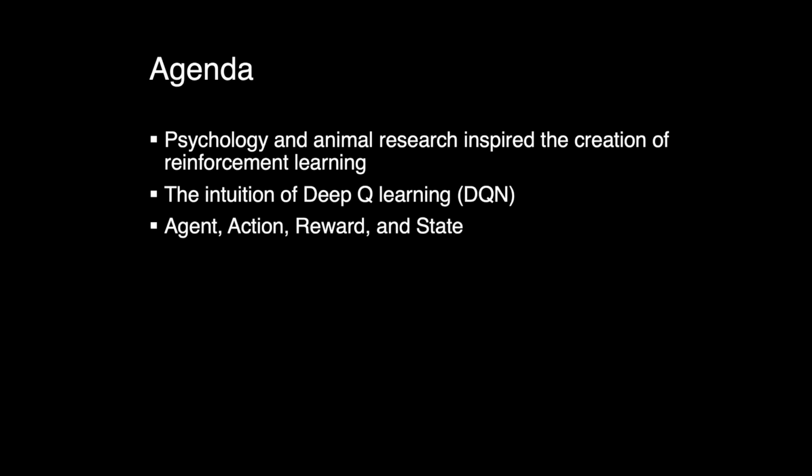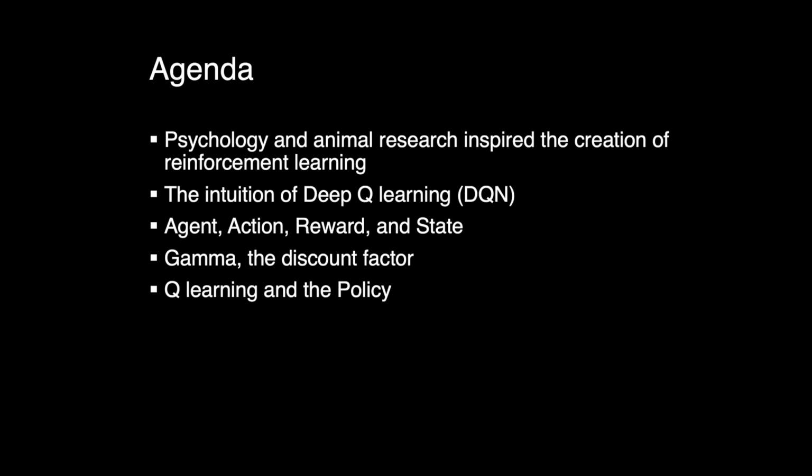By the end of this video, you should understand reinforcement learning jargon such as agent, action, reward, and state. I will explain what gamma, the discount factor, is, as well as Q learning and policy. And finally, we will derive the Bellman equation together, which is also the Q loss function.